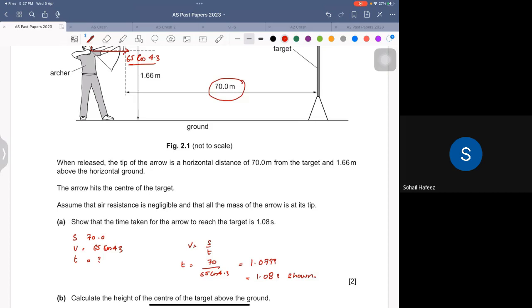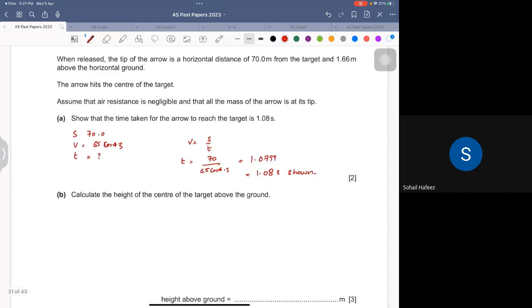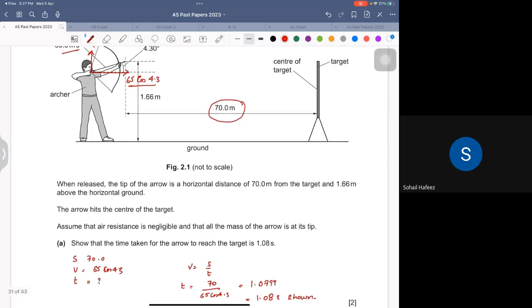All right. Finally, we are going to go towards this one. It says calculate the height of the center. Yes sir, I simply used 70 divided by 65 and I got the same thing. I got 1.0769. Okay, but I don't think they will mark it correct. You have to show it, right? Okay, sir. You have to show the working.